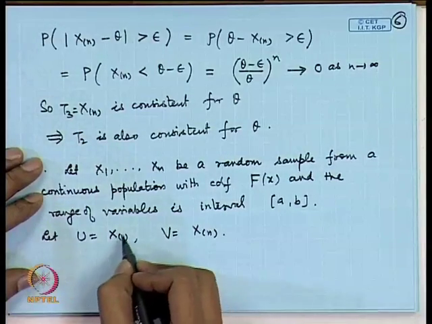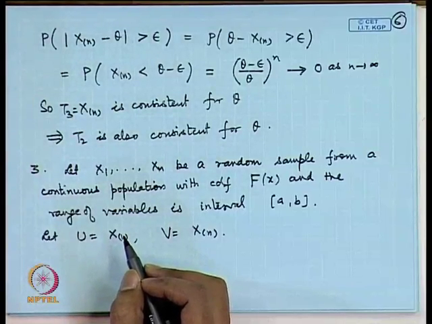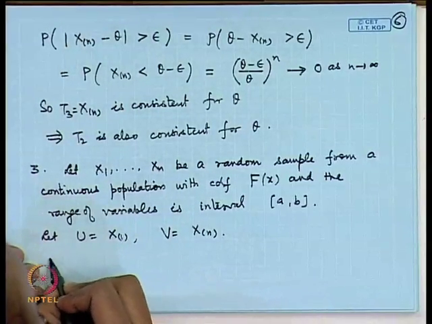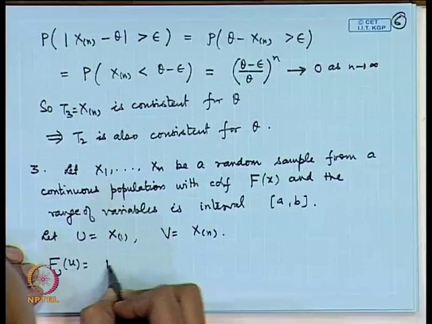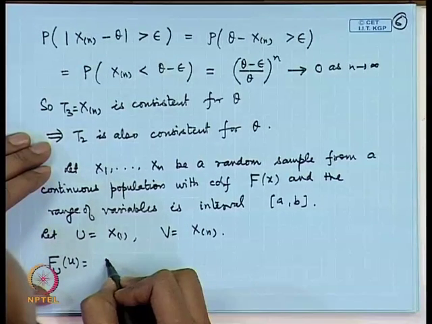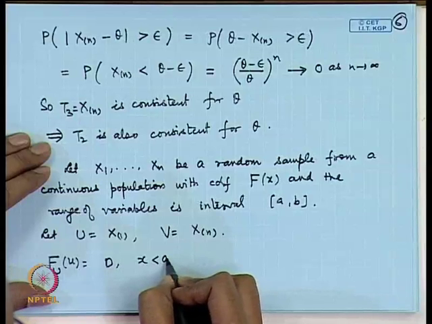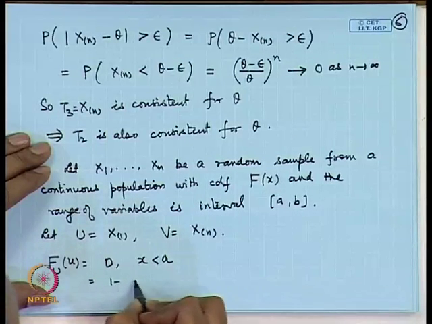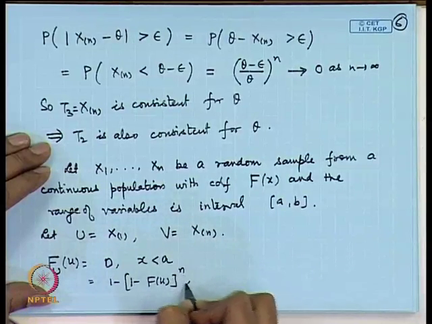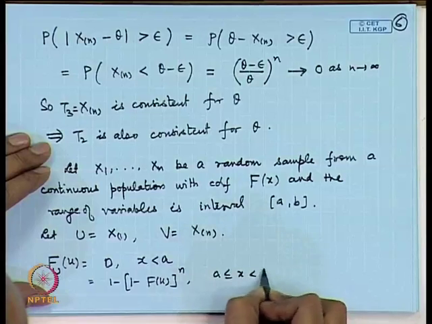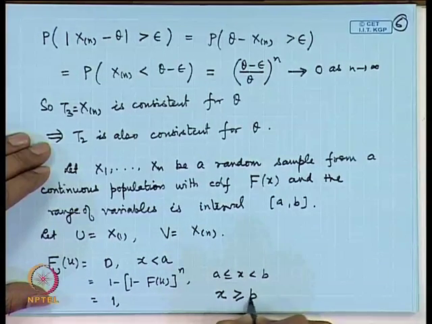So, the proof will use the steps which we have derived just now, that is the CDF of u. So, actually it is equal to 0 for x less than A, it is equal to 1 minus (1 minus F) to the power n for A less than or equal to x less than B, it is equal to 1 for x greater than or equal to B.